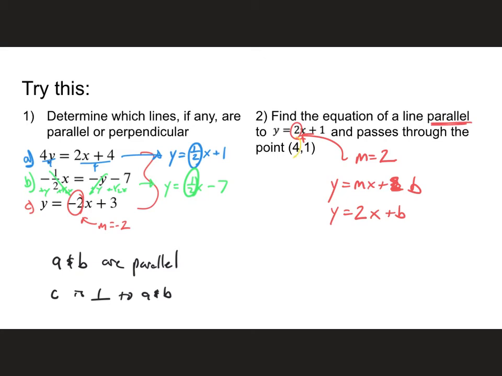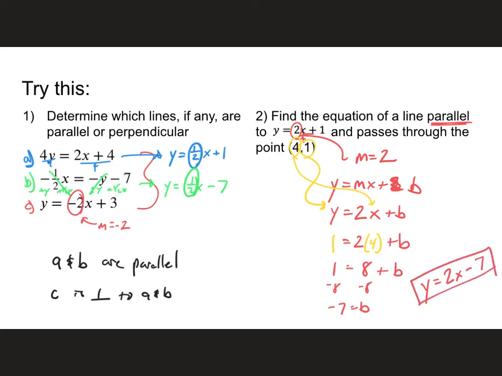Now we're going to fill in our points. So there's the x value, we'll plug that in for x. There's the y value, we'll plug that in for y. I'm going to get 1 equals 2 times 4 plus b, and I'll solve for b. So that's 8, that's 1. So I'll subtract my 8 from both sides, and I'll get b is equal to -7. All right, so my equation is y equals 2x minus 7.